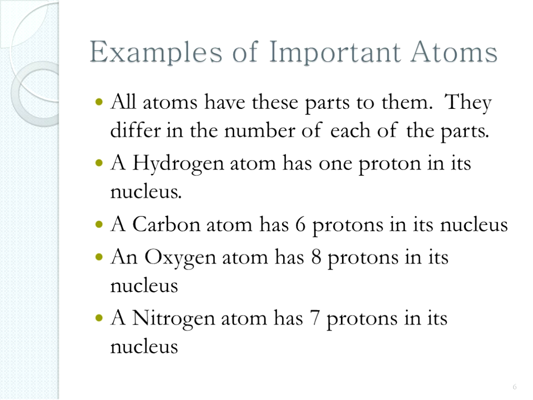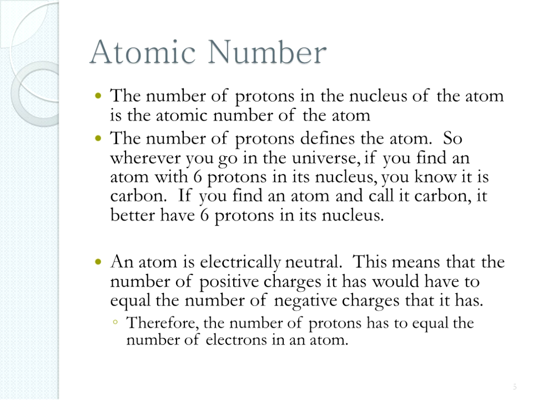The way each atom differs is in the number of each of the parts. They have a different number of protons in their nucleus. Hydrogen has 1 proton. Carbon has 6. Oxygen has 8. Nitrogen has 7. So each atom has an atomic number, or an atom number. We number them 1, 2, 3, 4, 5, all the way up. That atomic number corresponds to the number of protons in the nucleus. The number of protons in the nucleus of the atom tells you which atom it is.